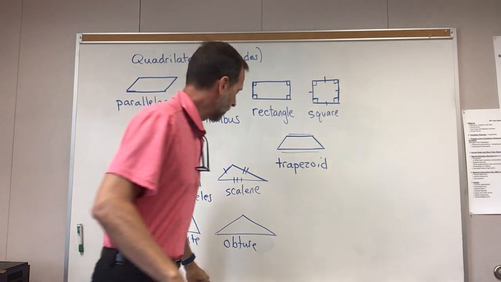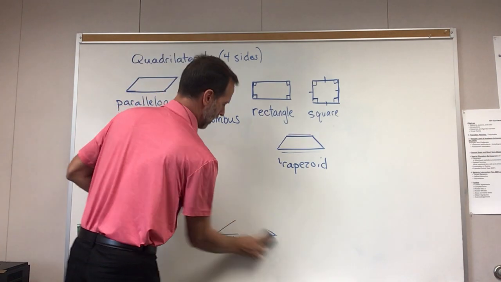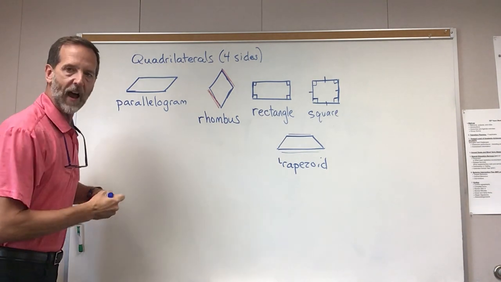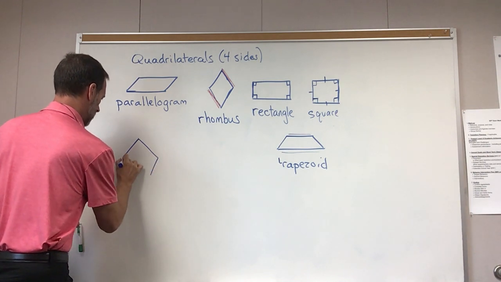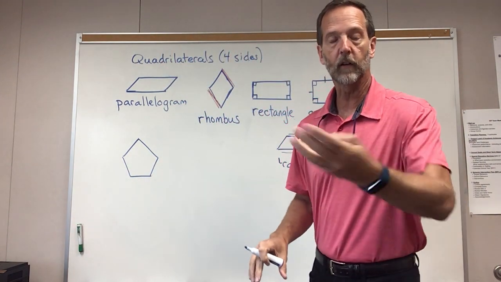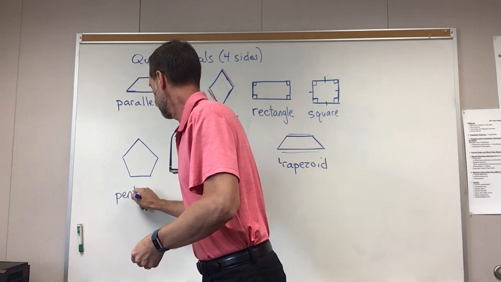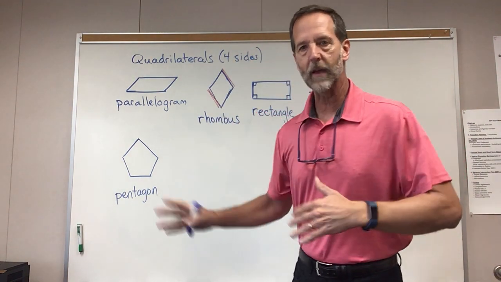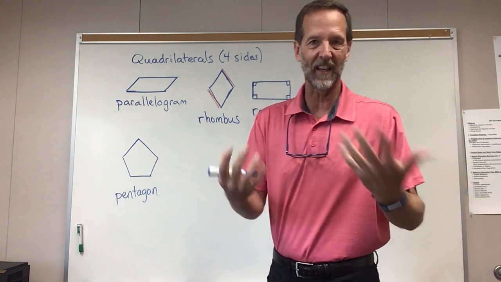Can we go further? Sure, we can go further. I'm going to erase my triangles here. And, excuse me, and go to a 5-sided figure. A 5-sided figure. Okay? A 5-sided figure is called a pentagon. Now, when all 5 sides are the same and all 5 angles are the same, we call that a regular pentagon. When some of the shapes are different, that's an irregular pentagon.